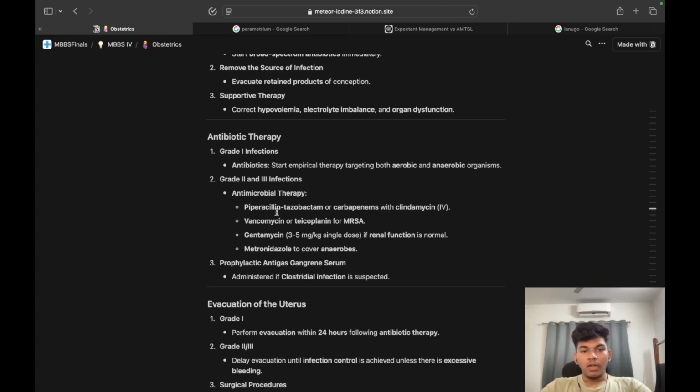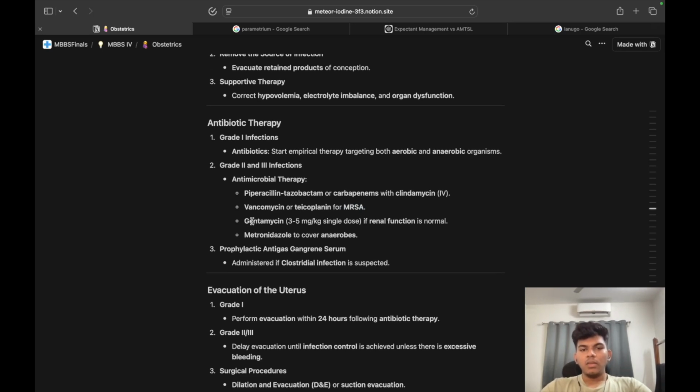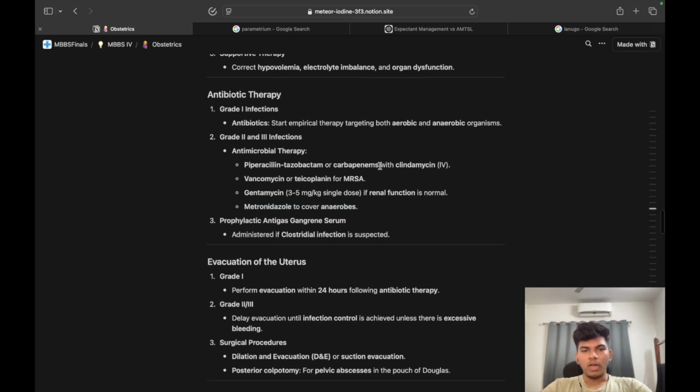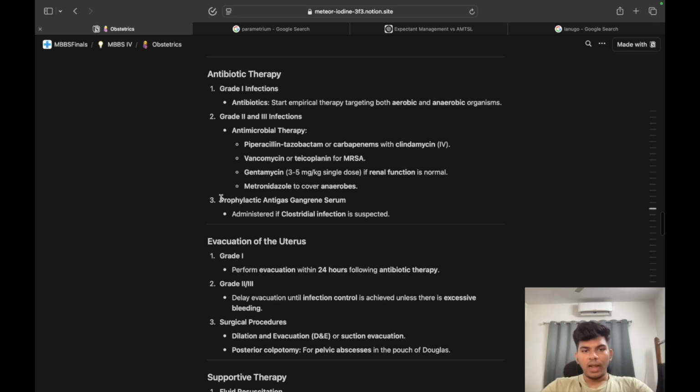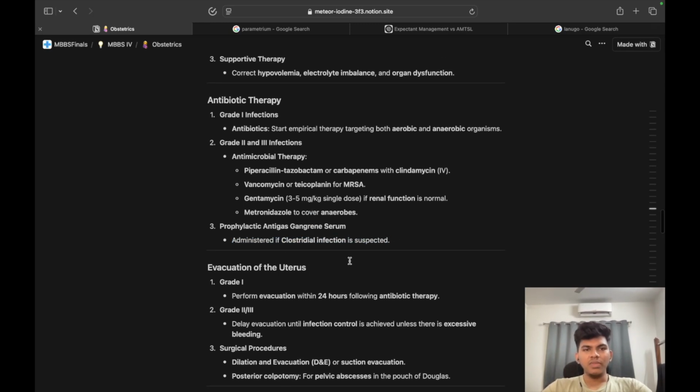Grade 2-3 antimicrobial therapy: piperacillin-tazobactam or carbapenems with IV clindamycin. Then vancomycin or teicoplanin for MRSA. We know the drug of choice for MRSA is vancomycin. Next, gentamicin, 3 to 5 milligrams per kg single dose if renal function is normal, because we know aminoglycosides are nephrotoxic, toxic to the kidneys. Metronidazole to cover anaerobes. Then prophylactic anti-gas gangrene serum is administered if clostridial infection is suspected. So with this we have covered the antibiotic therapy.